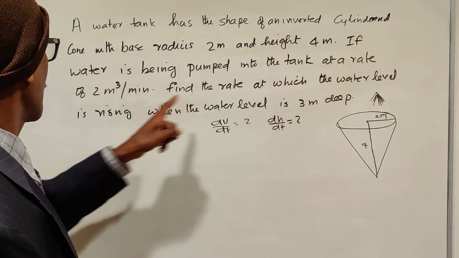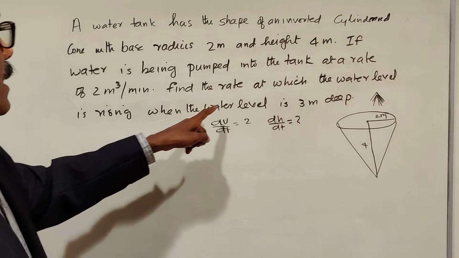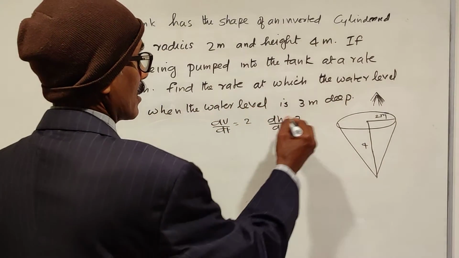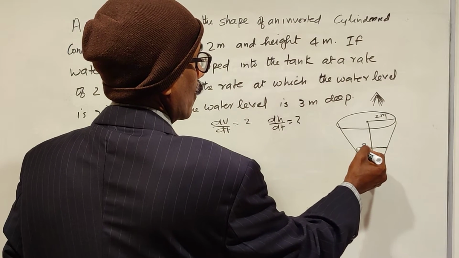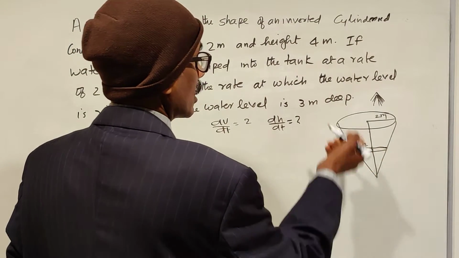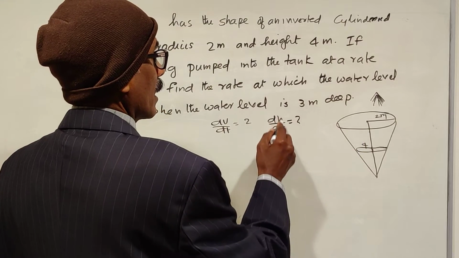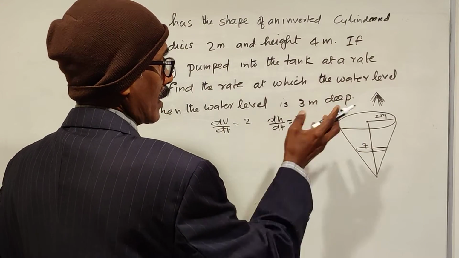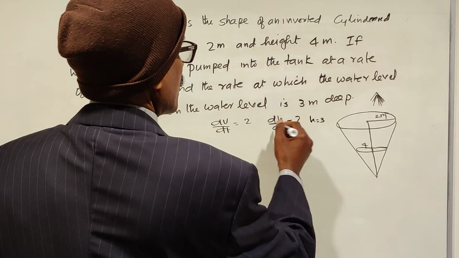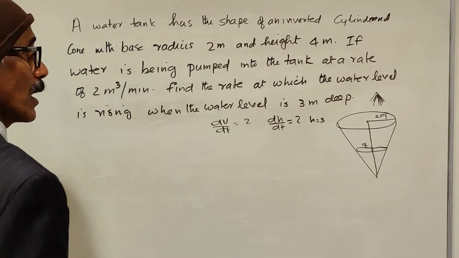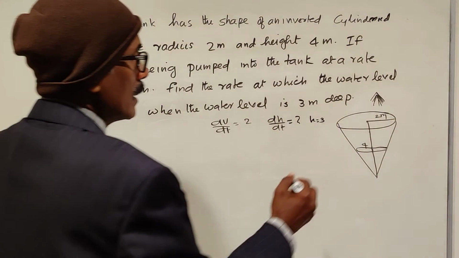Find the rate at which the water level is rising when the water level is 3 meter. When the water level is 3 meter, we need to find out the speed of the water level. Okay. H is equal to 3. Find dH by dt when H is equal to 3. That is the question.